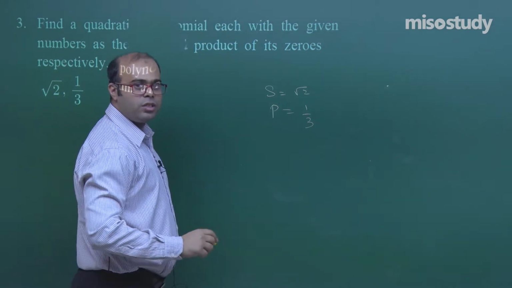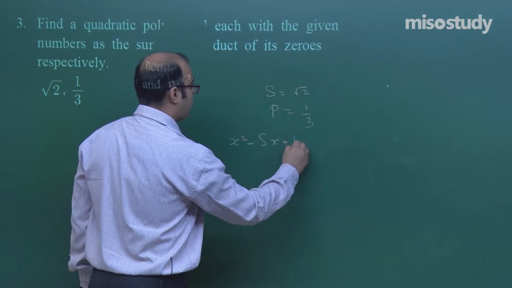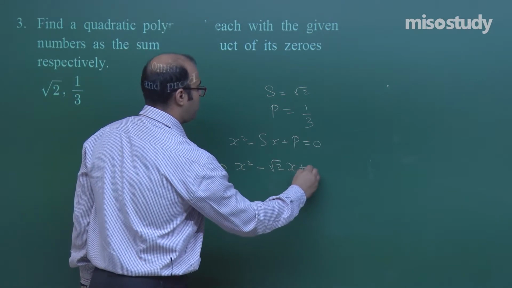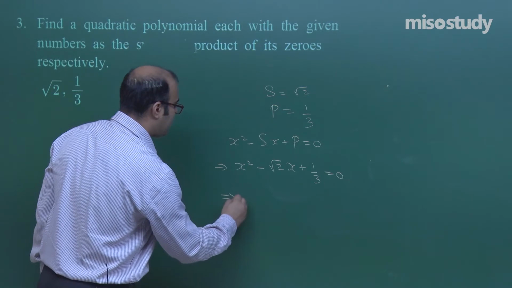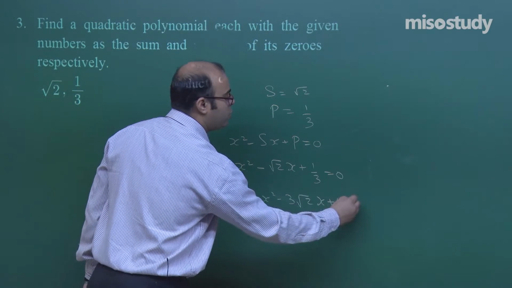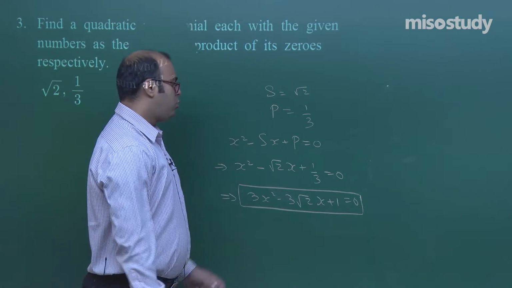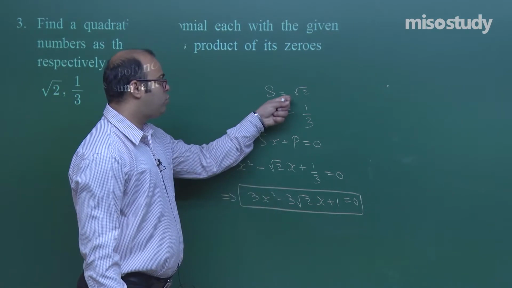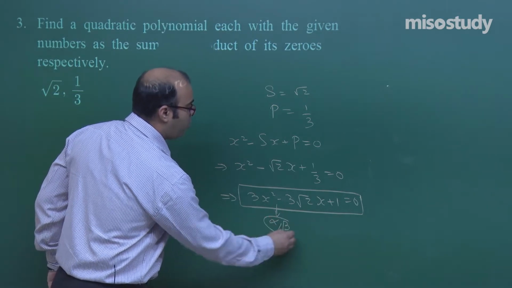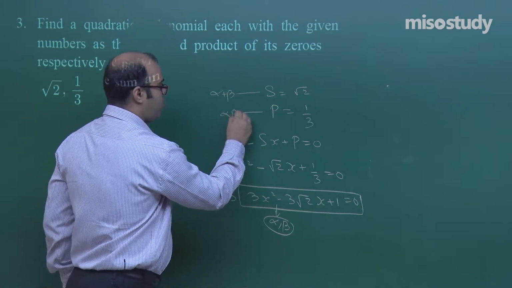We know the quadratic equation having s as sum and p as product of the zeros is x square minus sx plus p equal to 0. So, here it will be x square minus root 2 x plus 1 by 3 equal to 0. After taking 3 as LCM, it becomes 3x square minus 3 root 2 x plus 1 equal to 0. So, this is the quadratic polynomial, or we say quadratic equation, whose zeros are such that their sum is root 2 and their product is 1 by 3. If we found the zeros of this polynomial, the sum of these zeros alpha plus beta will be root 2 and the product of the zeros will be 1 by 3.